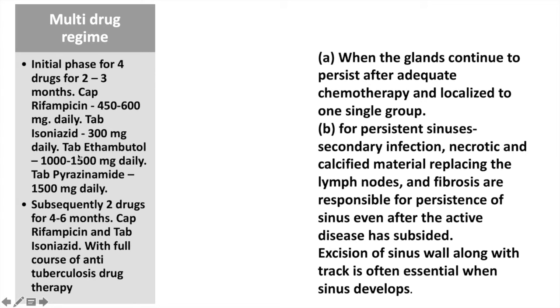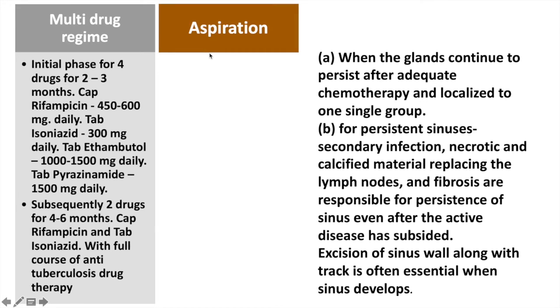I've written the dosages here, which are 450 to 600 mg for rifampicin, 300 mg for isoniazid, 1000 to 1500 mg for ethambutol, and 1500 mg for pyrazinamide daily. This is calculated based on mg per kg body weight.